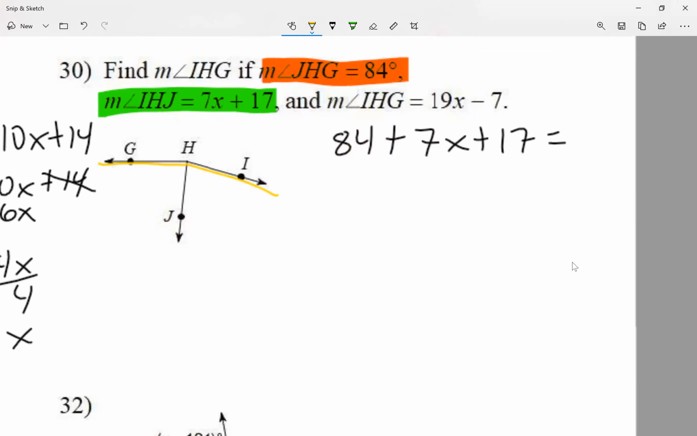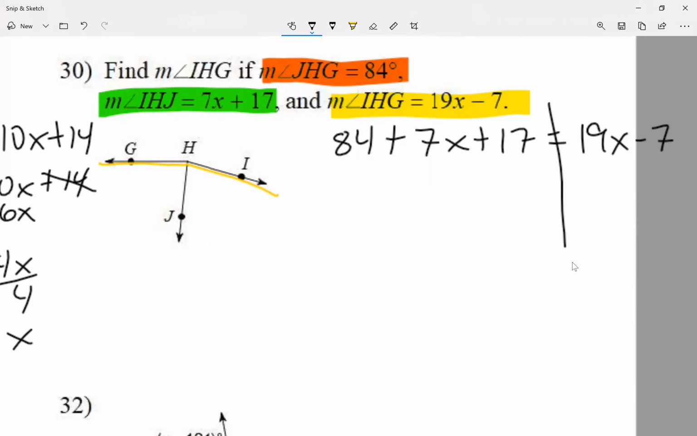GHI, or IHG, right? As long as I'm using the same three letters with H in the center, I'm going to say the big angle here is 19x minus 7. So I added two small angles and equals the big angle. Let me solve for x.